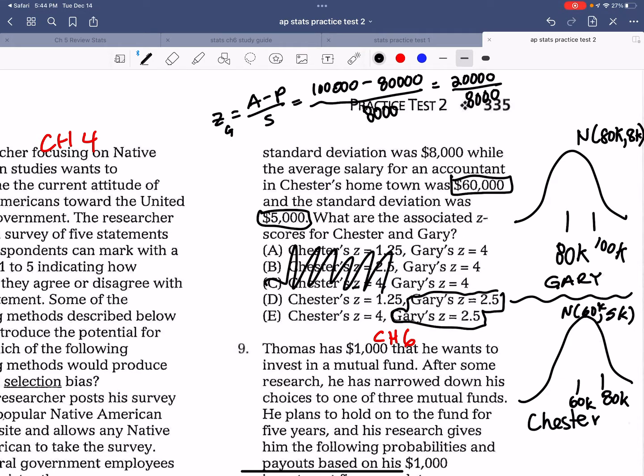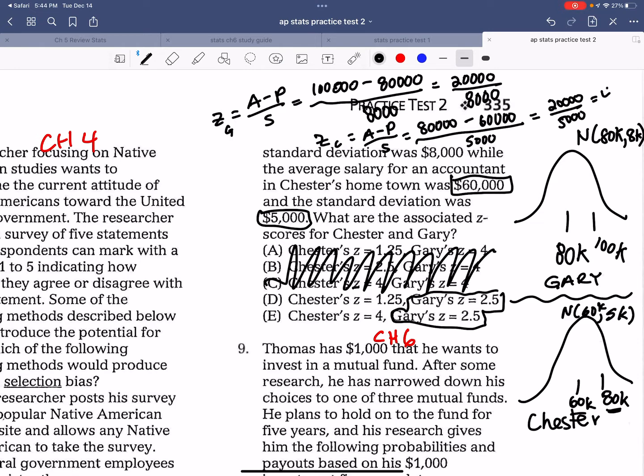I've eliminated A, B, and C. Now I have to figure out Chester's. So Chester's is his actual minus predicted over the standard deviation. Chester's actual salary is 80. We'd predict for him to make 60. That's how much an average person in his city makes. And his standard deviation is 5. So we find it's 20,000 divided by 5,000. That's 4. So Chester is actually doing better, even though he's not making more money. He should be prouder because his Z-score is 4. He's 4 standard deviations above the mean. So he's really a high-paid worker in his area. All right.